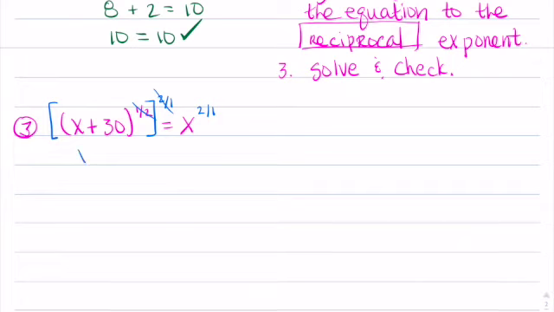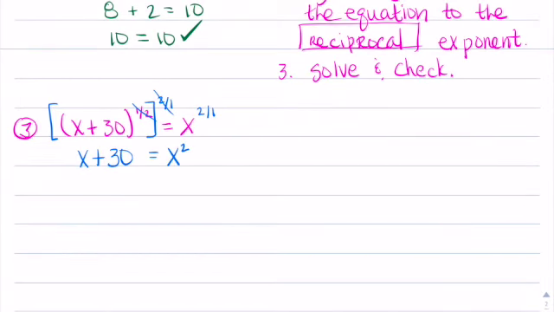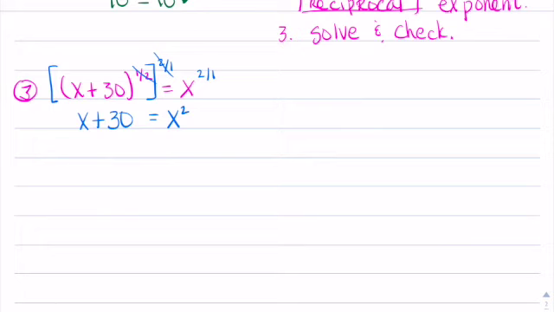The exponents cancel, leaving me with x plus 30. And then on this side, I have x to the 2 over 1 power, or just x squared. Again, we don't have to write that 1 on the denominator. All right, this is looking very much like some of the problems we solved last time now. I want to get everything on one side so that I can use an x puzzle.